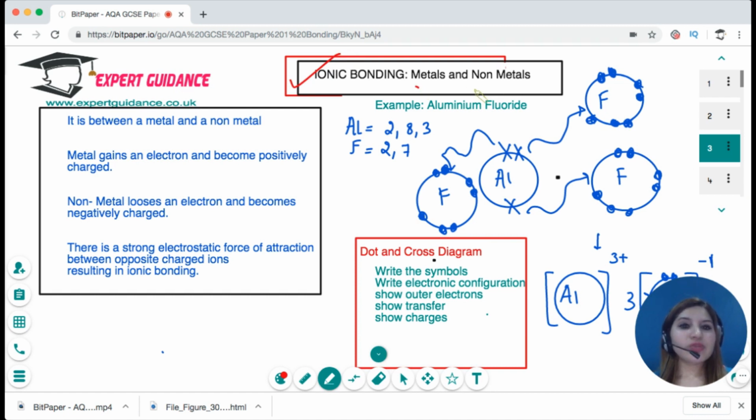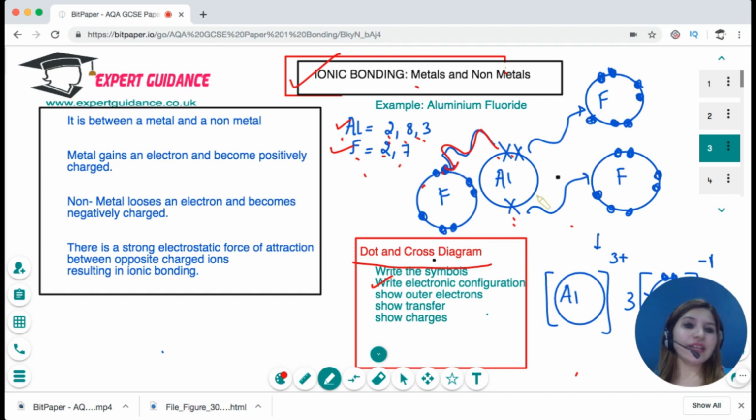Now, what is ionic bonding? Ionic bonding is between a metal and a non-metal, and you should understand how to draw the dot and cross diagram. In a dot and cross diagram, you do 3 things. First of all, write the elements, write their electronic configuration, and draw their outer electrons. So aluminium is 2,8,3, fluorine is 2,7. In aluminium, I've drawn 3 electrons with a dot or a cross, and for fluorine I'll show 7 electrons. Now, aluminium has to get rid of 3. So 1 electron from aluminium goes to fluorine because fluorine just needs 1.